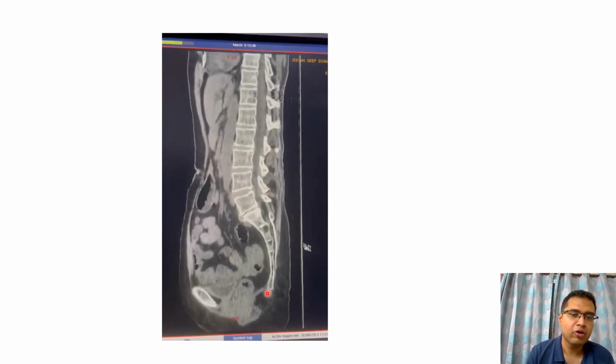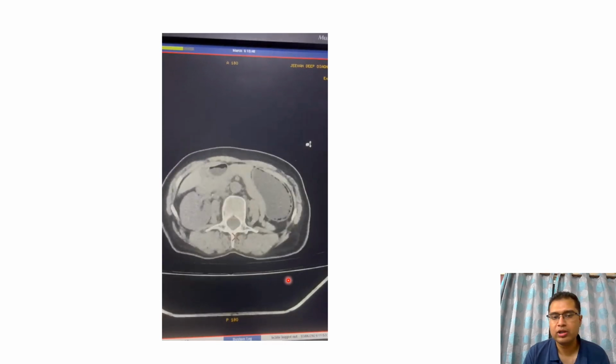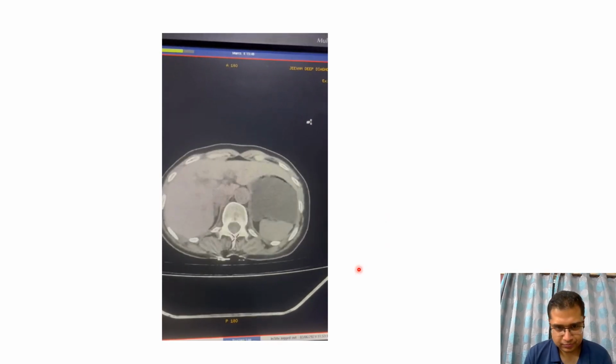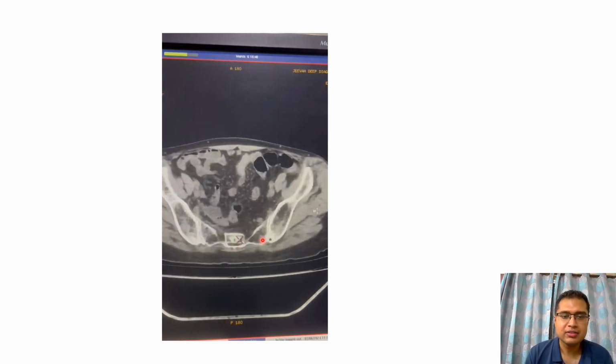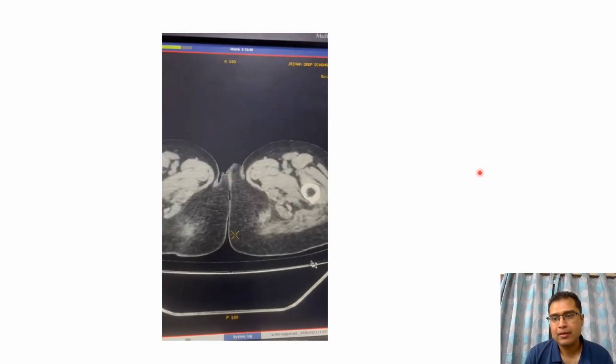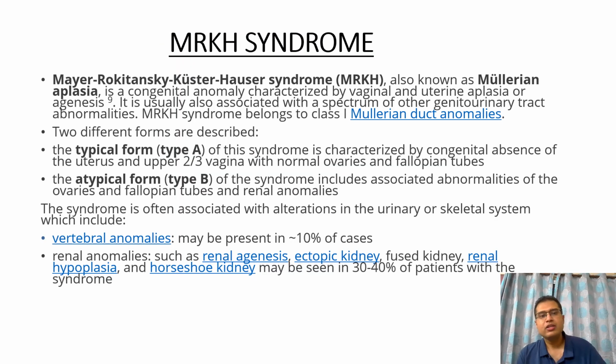There is no vertebral anomaly as such that is seen. So this is a spotter, although in a 60-year-old it is rare to find this. So it's a case of MRKH syndrome, that is Mayer-Rokitansky-Küster-Hauser syndrome, a congenital anomaly characterized by vaginal and uterine aplasia or agenesis, and is usually associated with a spectrum of other genitourinary tract abnormalities.